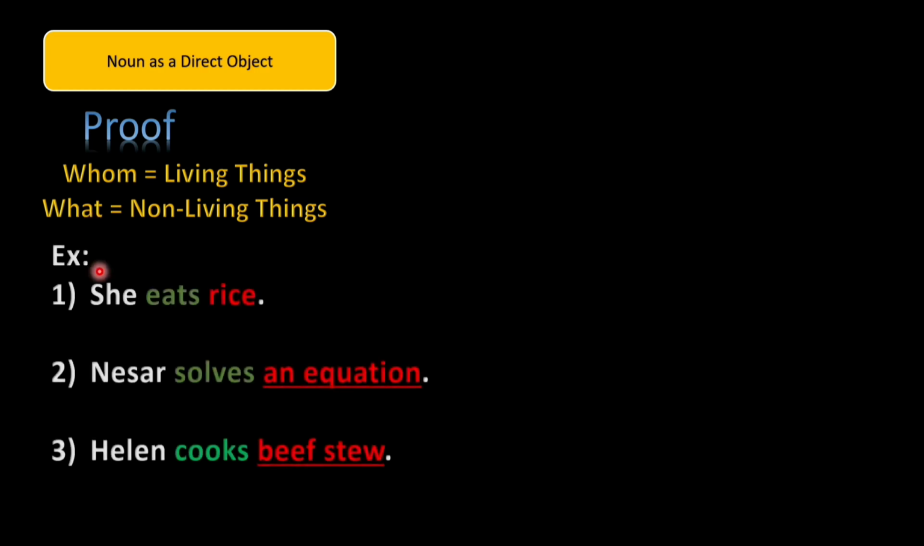And here we have the examples I previously discussed. Here is the way you should ask for proving. The statement sentence here is she eats rice, and the question is what does she eat? Here you can see that eats is a verb and rice is a noun. Instead of rice, which is a non-living thing, you can use what. So what does she eat? And what will be the answer? The answer will be rice. Anything that is the answer is a direct object because it receives the action of the verb.